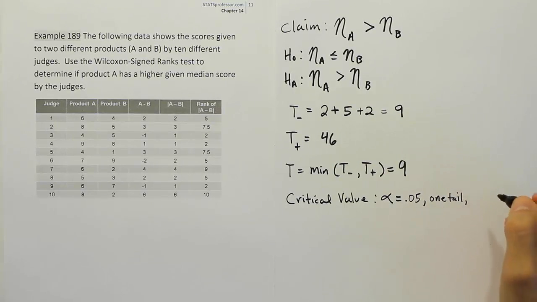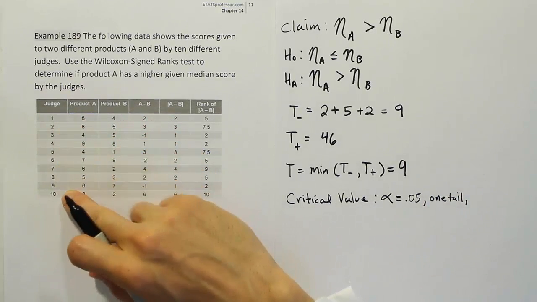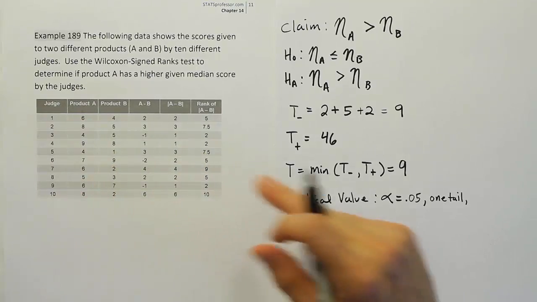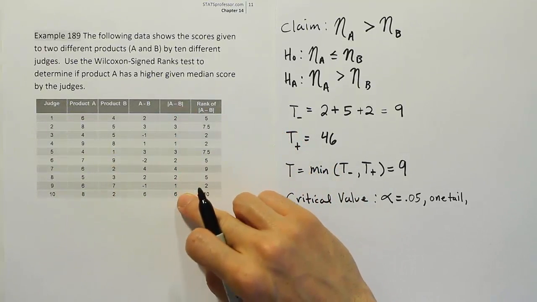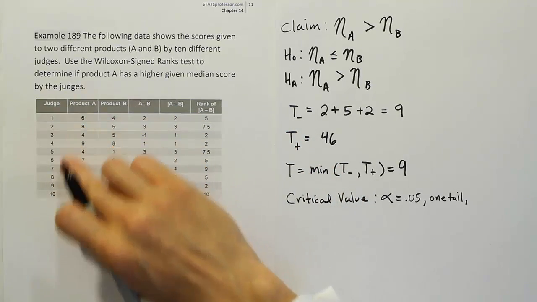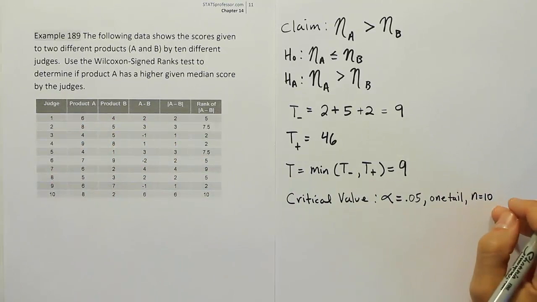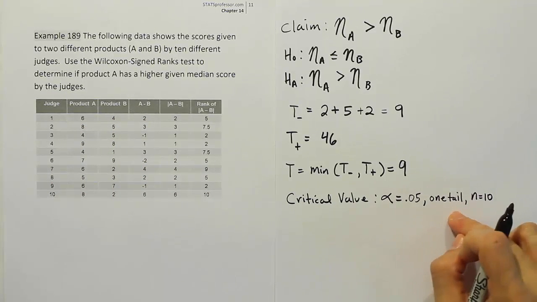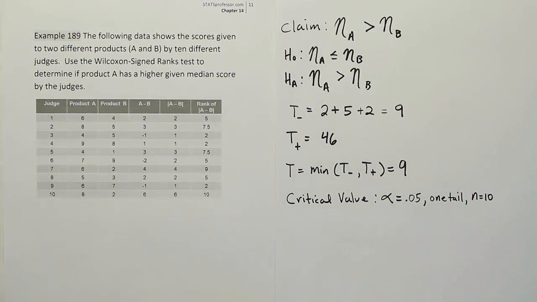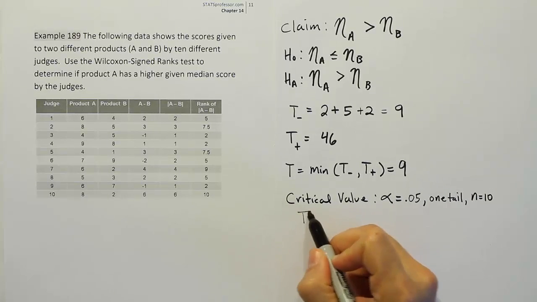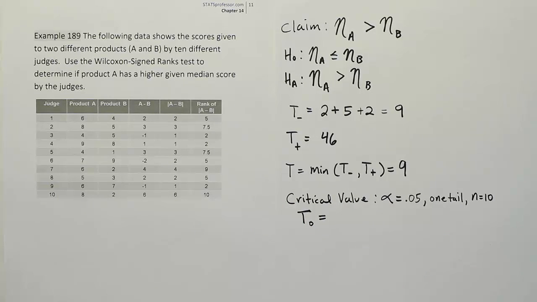And then lastly, I want to get the N, the sample size. So how many total ranks or values do we have, or pairs of values? Well, we had 10 values here because we didn't throw out anything because of ties. There were no ties. So we're going to go ahead and say that N is equal to 10. Okay, so with N equal to 10, with alpha being 0.05, and looking at a one-tailed test, let's go figure out what our critical value is. Remember, we'll call that critical value T0. Okay, so let's go to the table and figure out what that is.